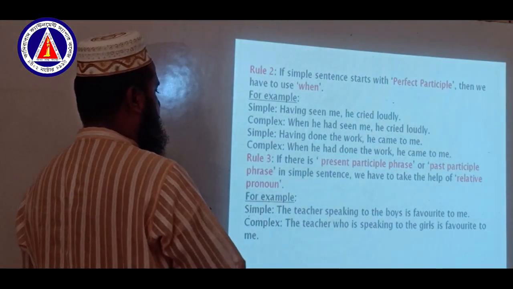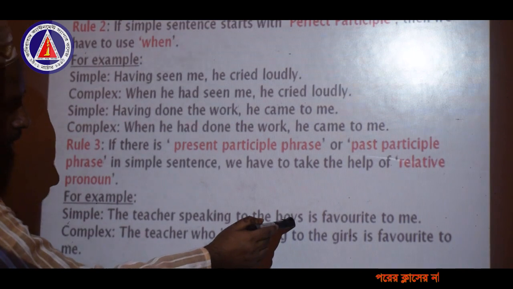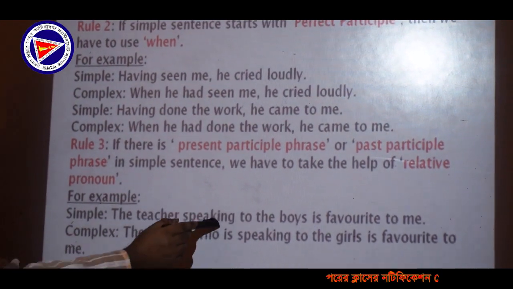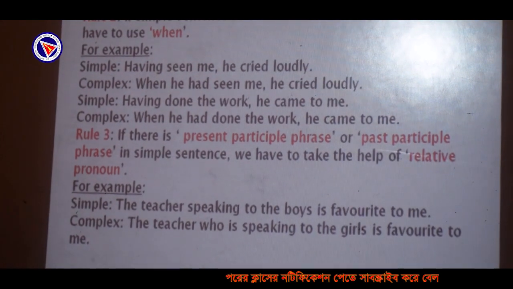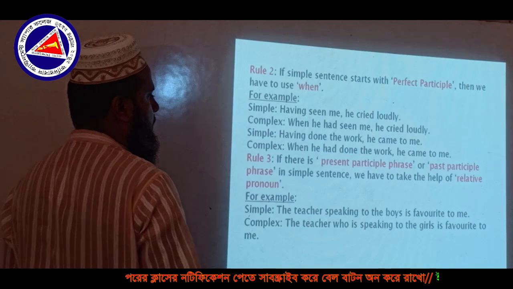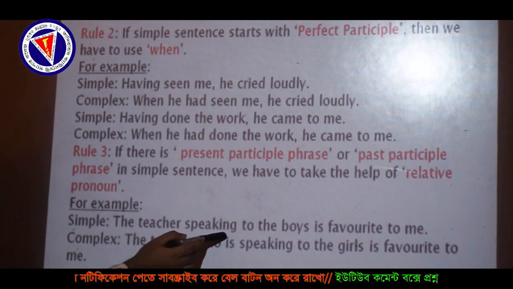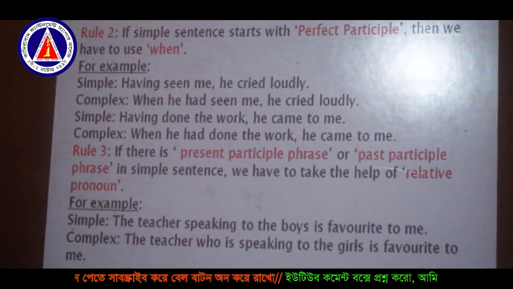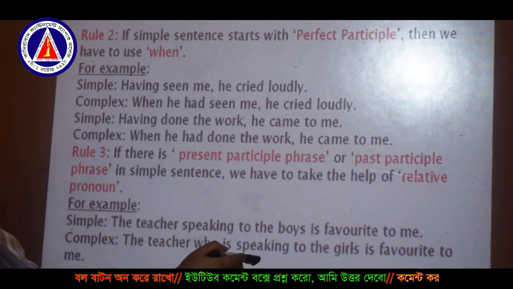So that is the example. For simple: The teacher speaking to the boys is favorite to me. Here, "speaking to the boys" has a present participle, and "is favorite to me" follows. On the verb "is", "the teacher speaking to the boys" is the subject of the sentence. And we know a phrase can be the subject of a sentence.